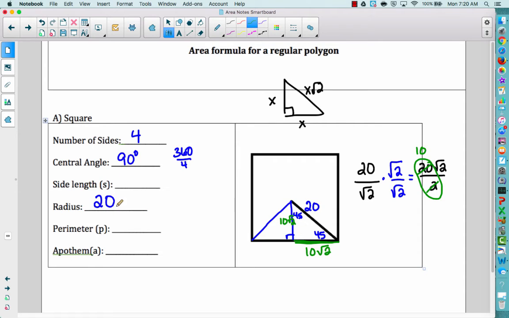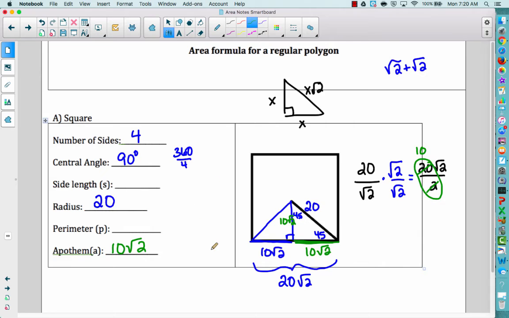All right, so I've got an apothem of 10 root 2. Well, I need the side length of the figure. So if each piece is 10 root 2, that means that the whole length is 20 root 2. Remember, adding root 2 plus root 2 is like combining like terms, okay? So be really careful that you don't try and change that radical.